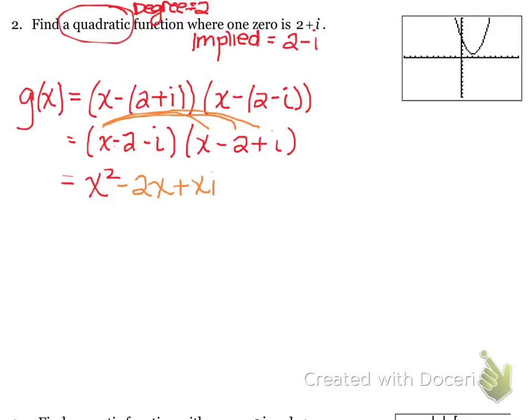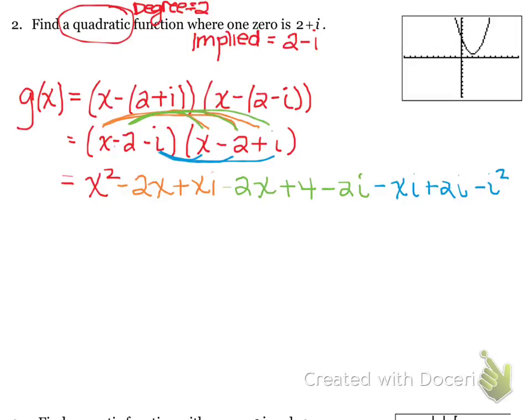Now we need to move on to the second term in that left polynomial or factor. So we have negative 2x plus 4 minus 2i. And then our final one is going to be minus xi plus 2i and minus i squared.